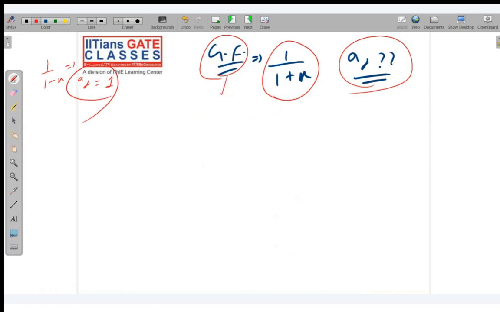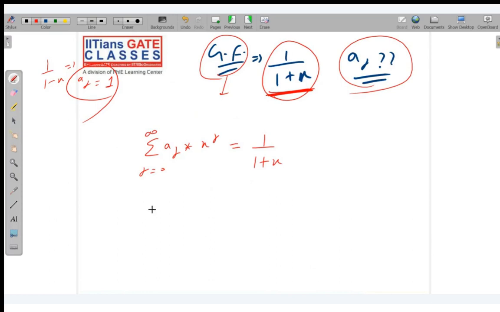I will simply apply the definition. What is the definition of generating function? Sigma r is equal to 0 to infinity a r into x power r. Generating function is given as 1 upon 1 plus x, so I will write 1 upon 1 plus x. Now if we say a r is 1, then the answer was 1 upon 1 minus x, but we want the answer to be 1 upon 1 plus x. That is the biggest confusion right now. If a r is 1, the answer is 1 upon 1 minus x, but here I am having 1 plus x. So let me twist it.